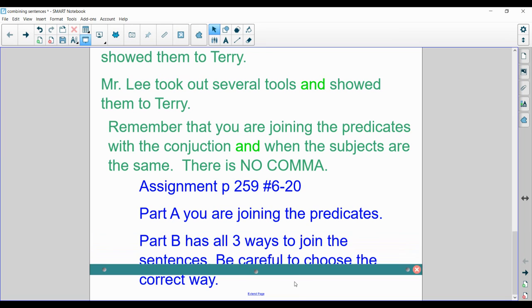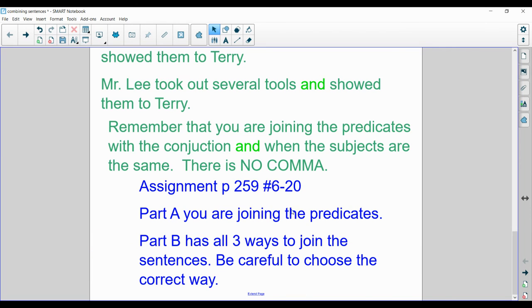Part B has all three ways to join the sentences. Be careful to choose the correct way. So it could be any of the ways that were above. If you need to review it, go back to the video. You can go back and find them in your textbook as well, but they're right here in the video.